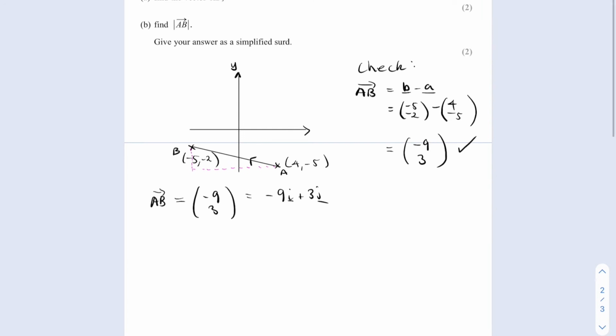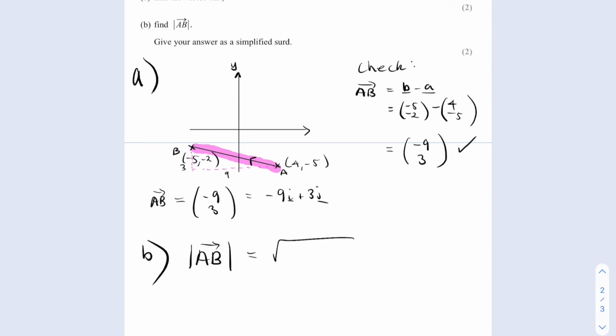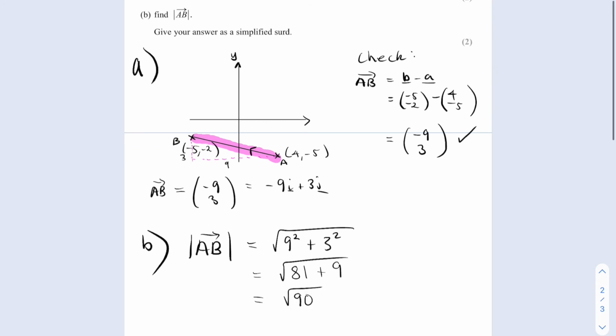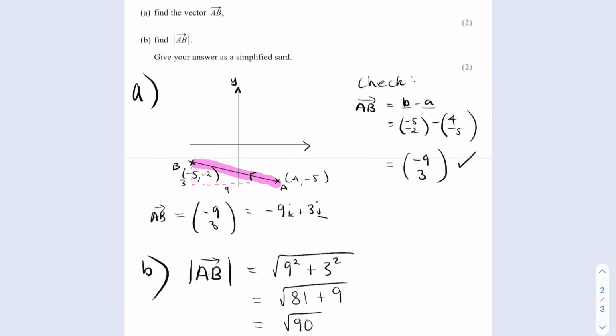So in part B, we have to find the magnitude of this vector. I'm quite glad that I drew it like this in the first part, because I can see this is just a straightforward application of Pythagoras. So the magnitude of the vector from A to B: this length was 9 and this length was 3, so I just need to apply Pythagoras, square the sides, add them together and then square root. So I've got the square root of 81 plus 9, which is the square root of 90, and I can simplify this surd as is asked.